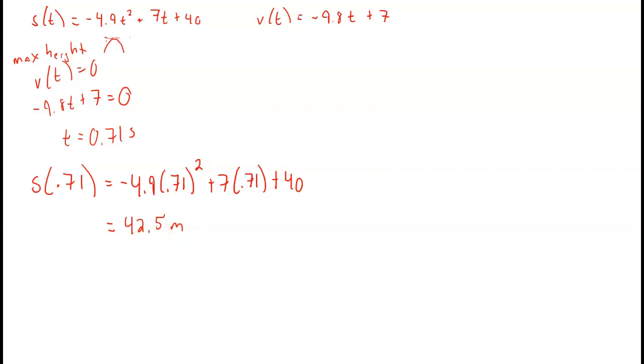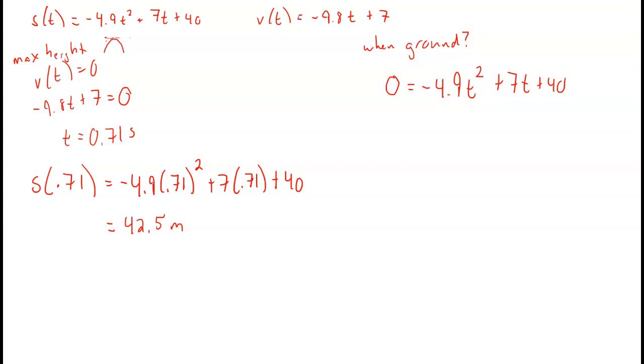The other question is, when does the object hit the ground and what is the velocity there? When does it hit the ground? Well, if an object hits the ground, that means it has hit a height of 0, right? So I'm going to start by setting my position function equal to 0. You can use several things. You could use the quadratic formula. You can plug things into an online solver.